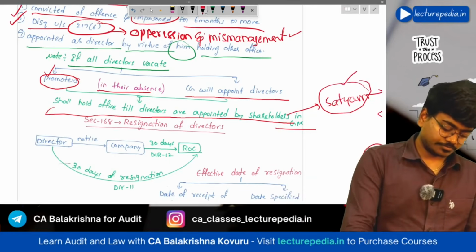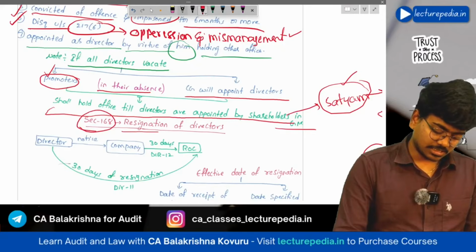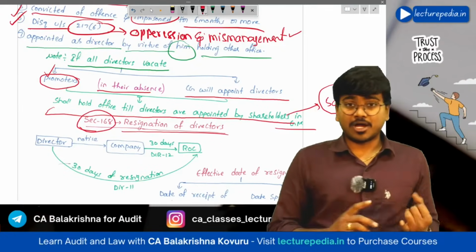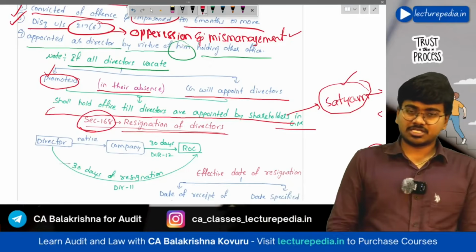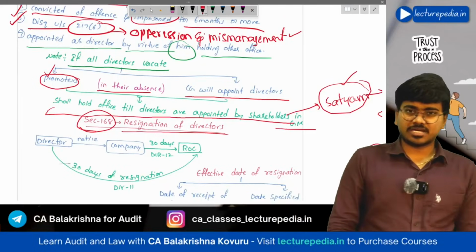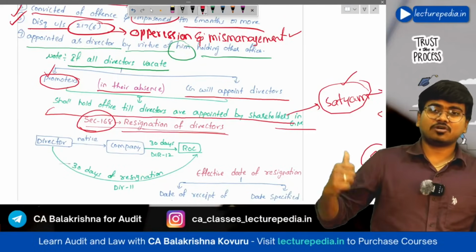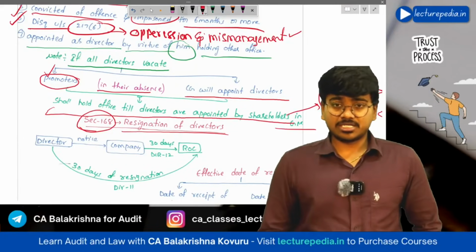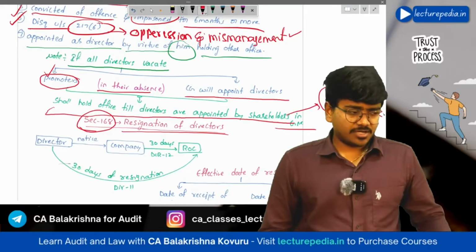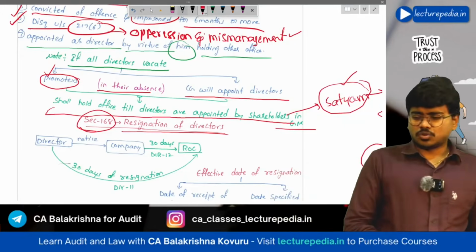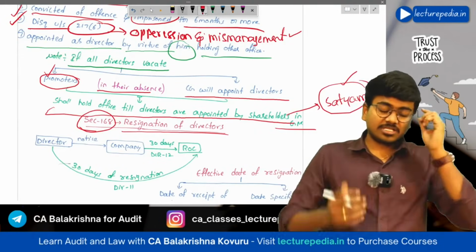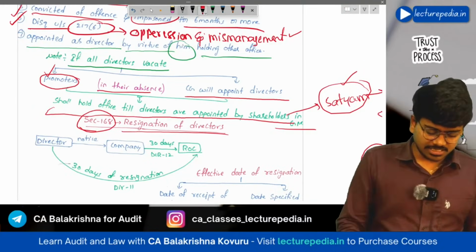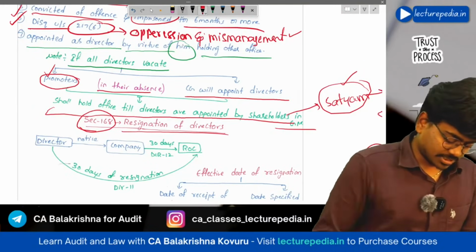Now moving to section number 168, resignation of director. Till now we have seen appointment of director, disqualification of director, and vacation of office of director. Now, resignation of directors. A director has been appointed to the company. After some days, the director is unwilling to continue in the company. In this situation, does he have an option to submit his resignation? The answer is yes, he can submit his resignation as per section 168.